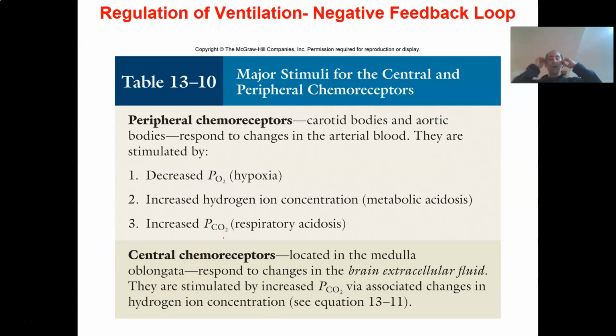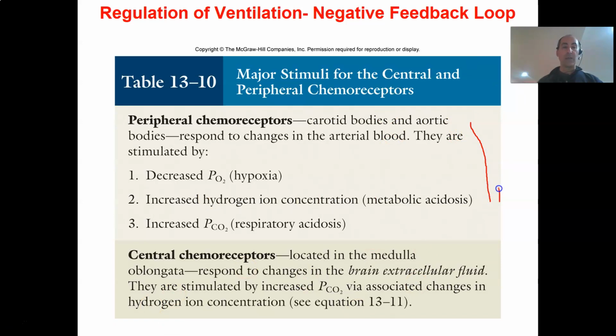Now we're going to talk about control of breathing. The regulation of ventilation is a negative feedback loop, with the major stimuli for central and peripheral chemoreceptors. You have two sets of chemoreceptors in the body. There's peripheral and there's central. The peripheral chemoreceptors are located in the bifurcation of the carotid arch.